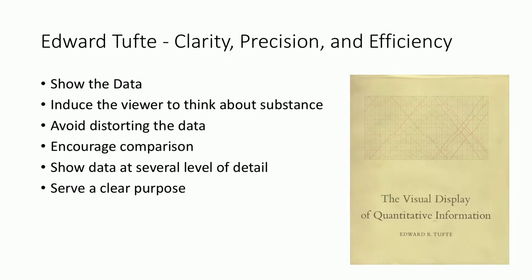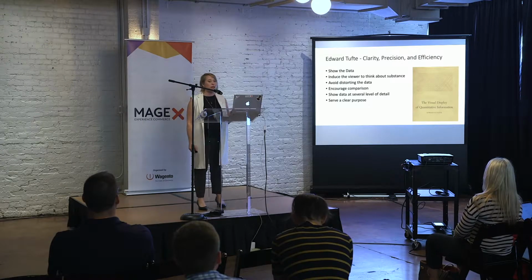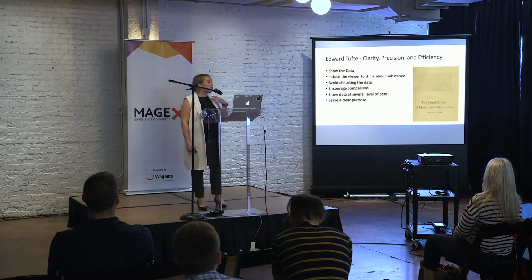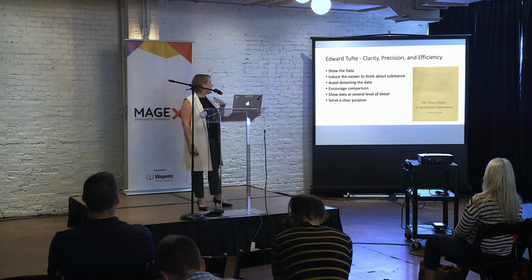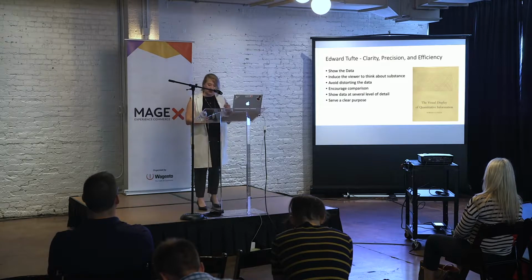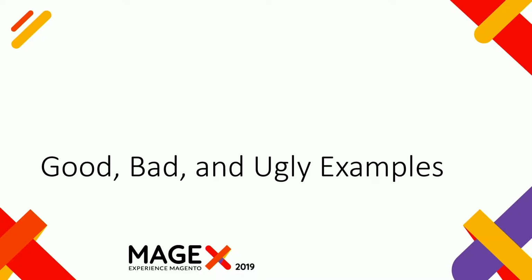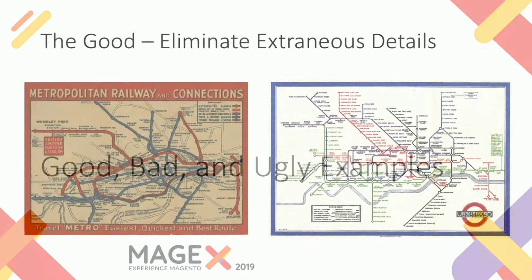And then everything that you're showing should serve a clear purpose. So if you don't know what the piece of data is adding to your story, consider removing it, because it may be just adding more that the viewer has to take in, and it's not being as clear as it could be. So let's look at some examples of some good ones, some bad ones, and some ugly uses of data that you can do.